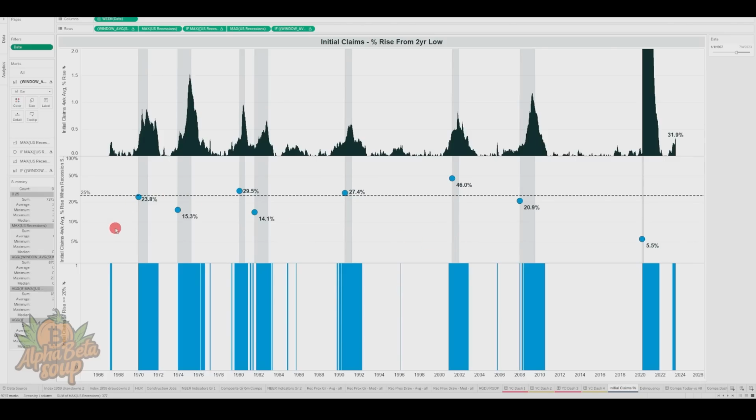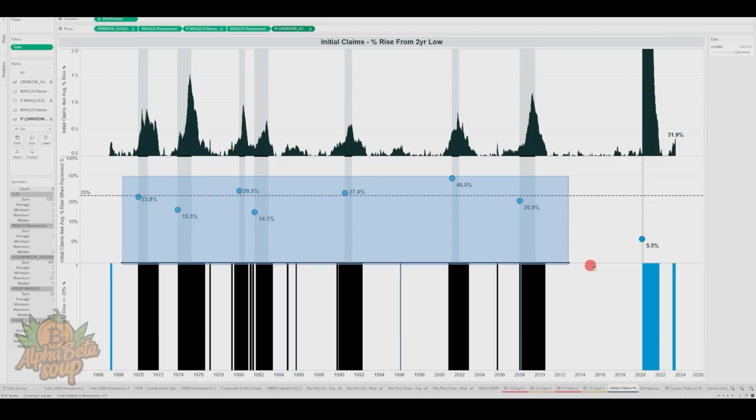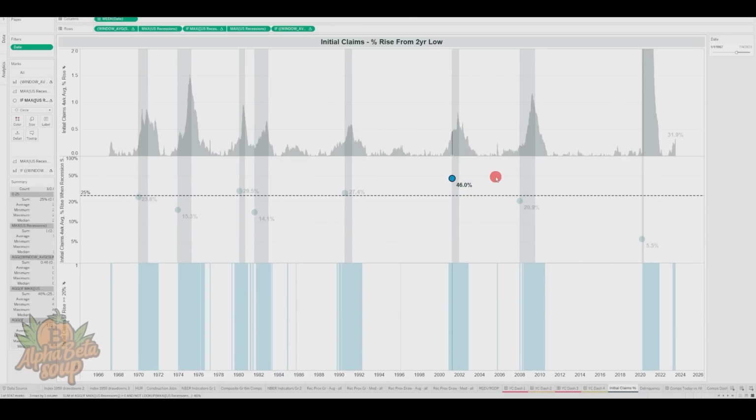So in this case, it is the percentage rise, the rate of change of initial claims on a 4-week moving average at the beginning of every recession. And what you see here, they're pretty high, 15 to 25% rise in initial claims, 46% in 2000. But many of these others, look, 23, 15, 30, 14, 27, 21%, 5.5% in COVID. But where are we today? Well, we're at 31, almost 32%. So we're currently above all of these values except for the year 2000.